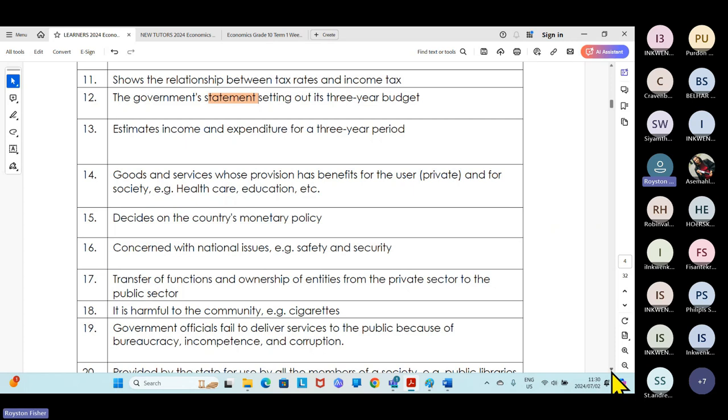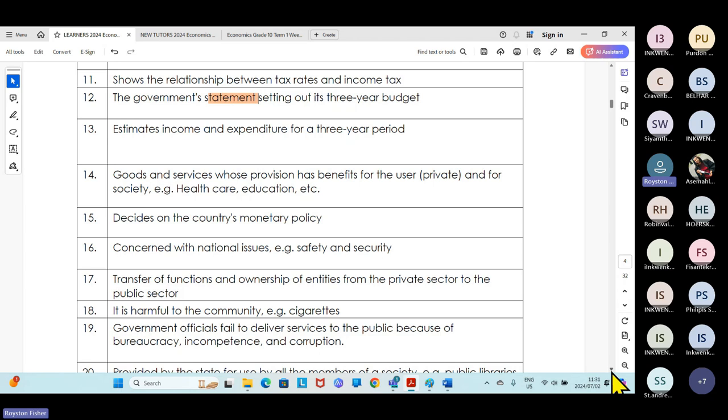They're the people that would meet regularly, every second month, and then decide what we are going to implement now. Are we going to increase our interest rates based on what's happening in the economy, or are we going to decrease it, or are we going to keep it the same? So that is number 15, and that would be your monetary policy committee.